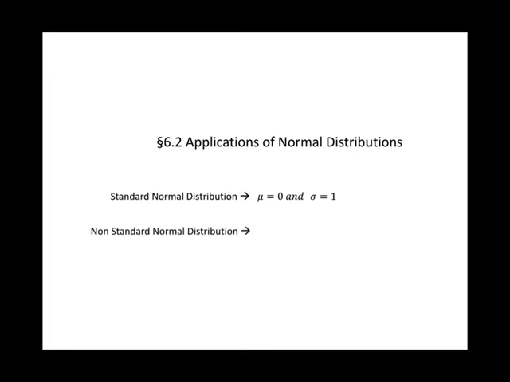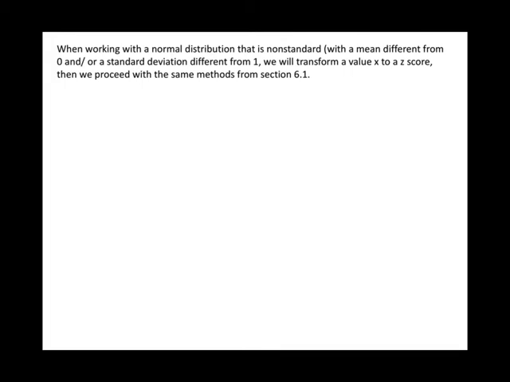So think about it. What is the meaning of non-standard normal distribution? You could guess that my population mean cannot be equal to 0 and/or population standard deviation cannot be equal to 1. We call this a non-standard normal distribution. When working with a non-standard normal distribution, we will have the value of x in here, and we will apply the formula to convert the x to the z-score.